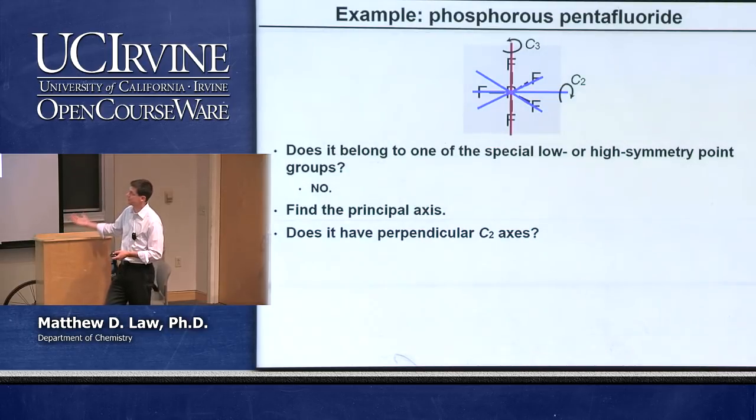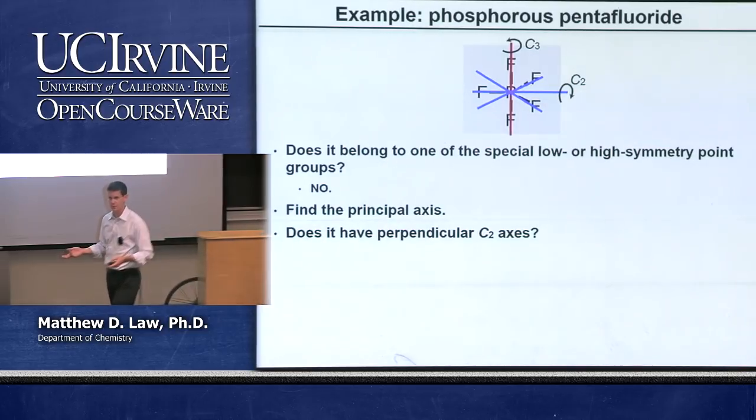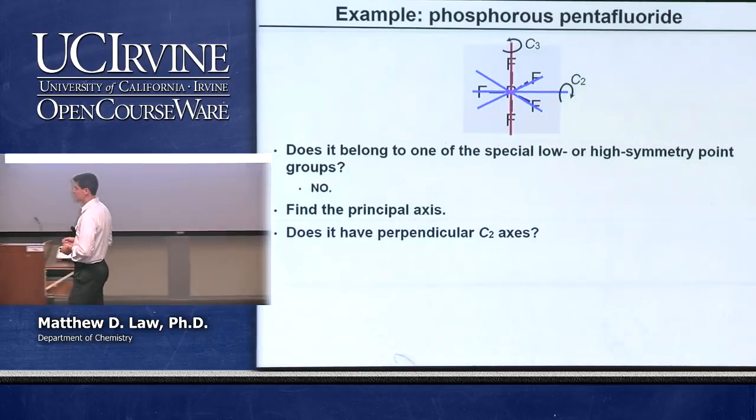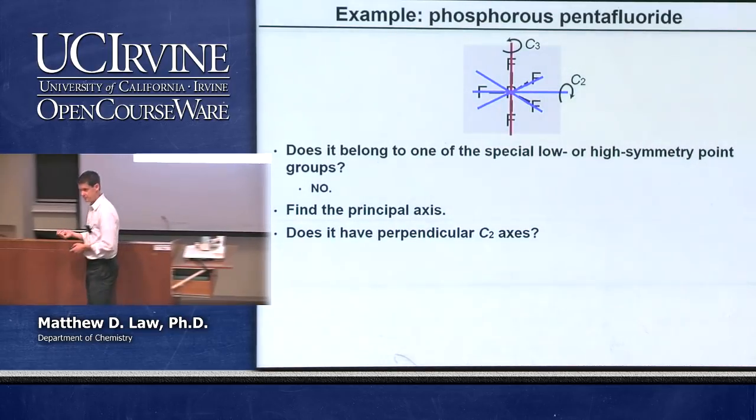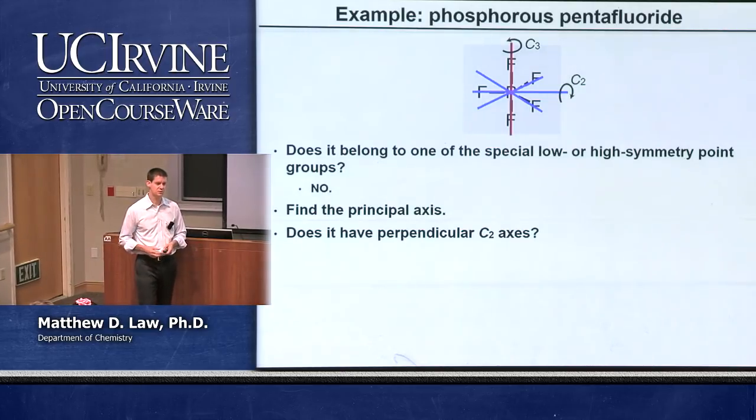Okay, so what does it mean now if we have a C3 and we have three perpendicular C2s? What is our point group? We're in the D branch of the decision tree, right? So the next question is, is there a horizontal mirror plane? And remember, horizontal always means perpendicular to the principal axis.